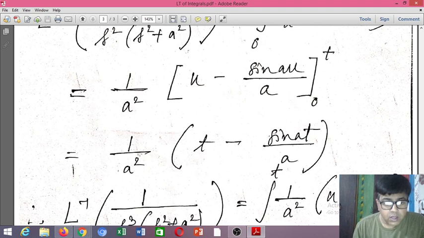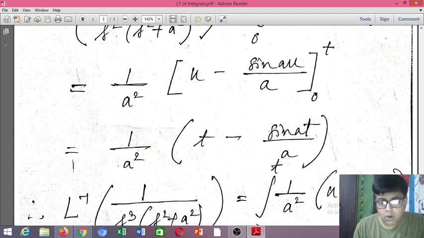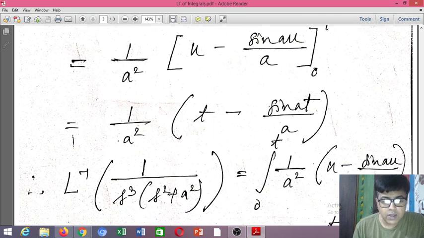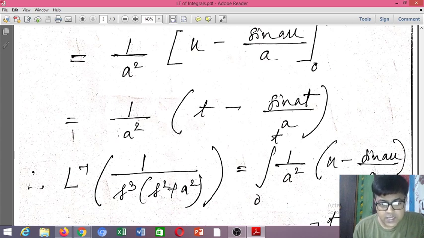But that's not the answer. Still one step to go, because now I have got L inverse of 1 by s into s square plus a square, and again, if we apply that property of Laplace transform of integral, you will be able to find out L inverse of 1 by s cube into s square plus a square. If you divide f bar s by s again and take the inverse, you just have to integrate the function that you have just now got, because this is the inverse Laplace transform of 1 by s into s square plus a square. If I integrate this function now, I'll be getting the final answer.